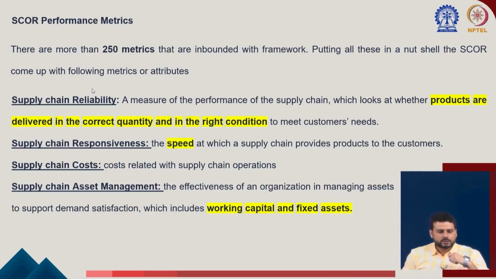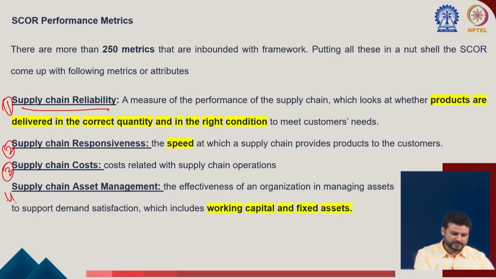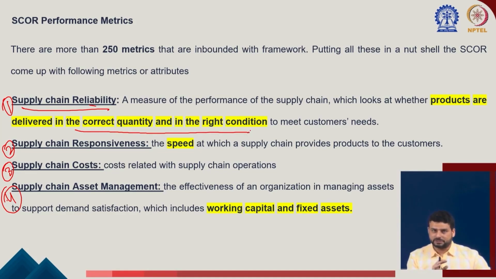So talking about the SCOR performance matrix, different parameters are there, but if we club all those different parameters into some categories, we can have these 4 categories. Supply chain reliability can be one, which we talked about, right. Reliability means products are delivered in correct quantity and right condition, right. That quality is not degraded when you are shifting or handling or storing the product in your warehouse.